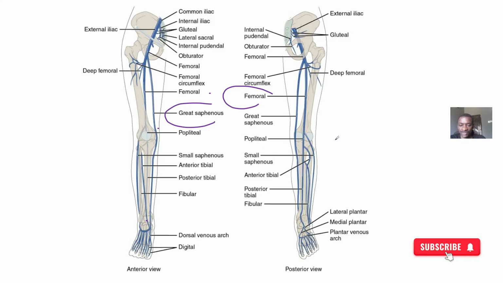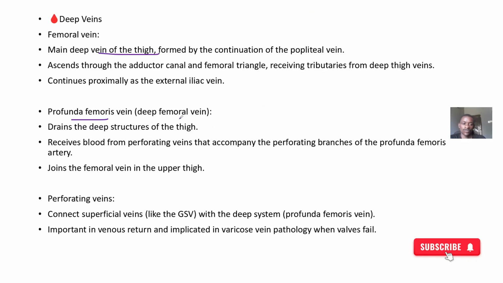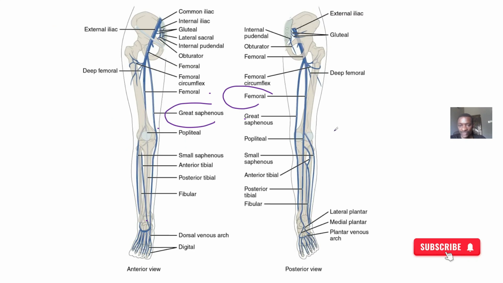Profunda femoris, I know it's a branch of the femoral vein, but it's not indicated. This one receives blood from the perforating veins that ascend. It usually joins the femoral vein.